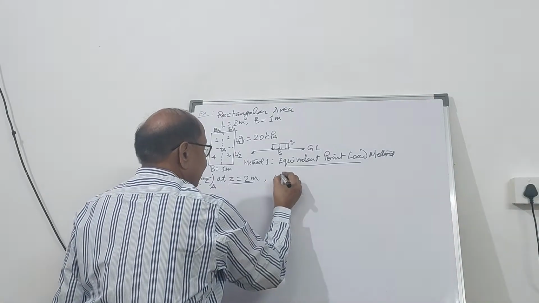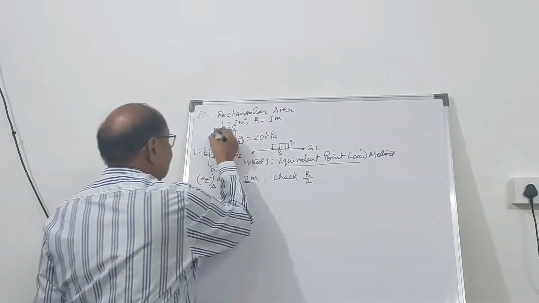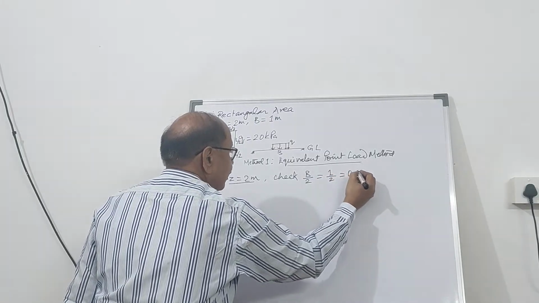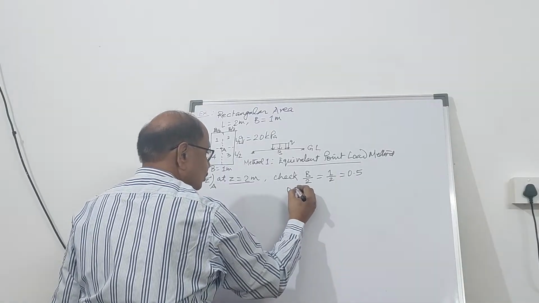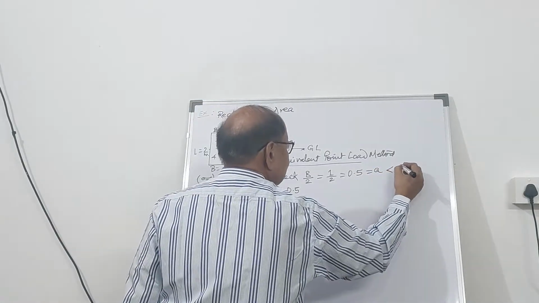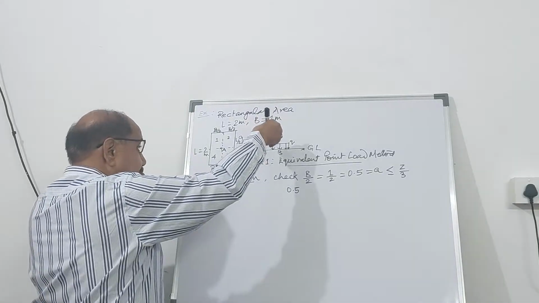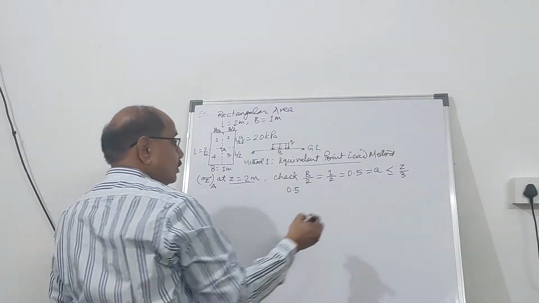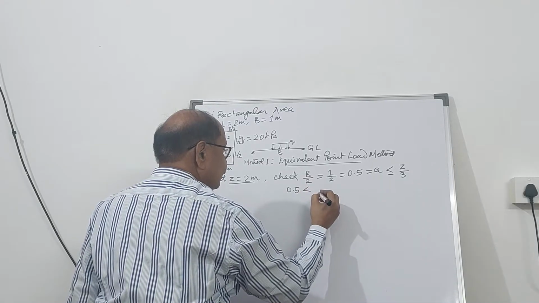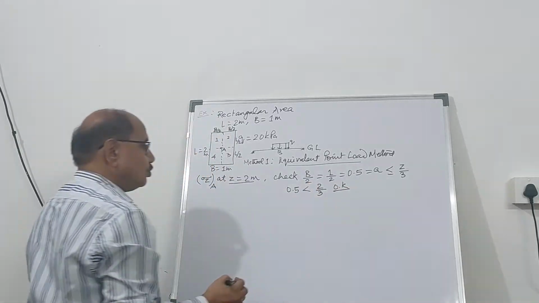The only check you should have is that the smaller dimension, B by 2, of whatever rectangle you have, equal to 1 divided by 2 is 0.5 meter. This smaller dimension, if I call it A, this A should be less than or equal to Z by 3. So what is the value of Z? From the ground level, we have to go down 2 meters. So A is 0.5 meter, which is less than Z by 3, that is 2 by 3. Okay, so this condition should be fulfilled.